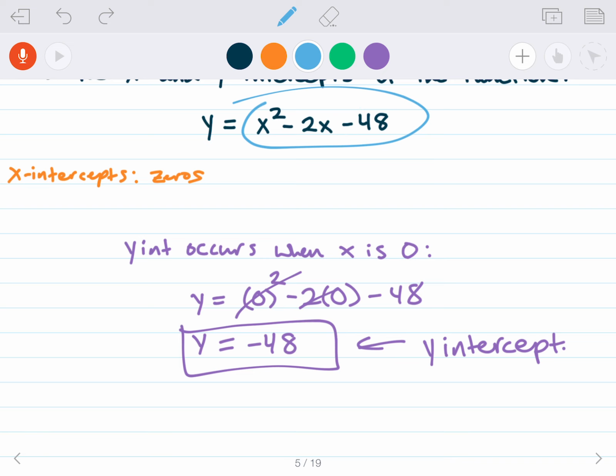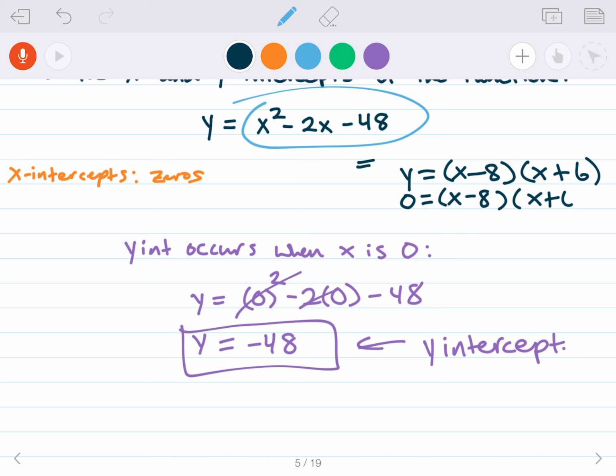I'm thinking -8, +6. So in factored form, this is going to be y equals (x - 8)(x + 6). Now what we can do to get the zeros or the x-intercepts is set y equal to 0. And finally, we'll set each of these factors equal to 0. So x minus 8 equals 0 and x plus 6 equals 0. And now we'll just solve for x in both equations.